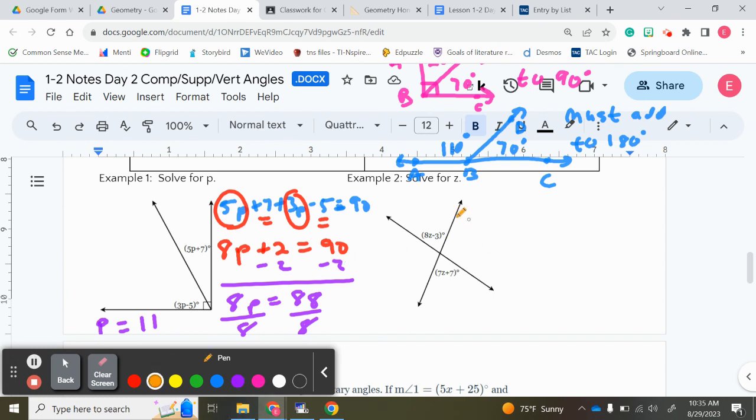All right, now these are an example of vertical angles. What do we know about vertical angles? The opposite angles end up being what? Yep, congruent. So since they're congruent, we can set these equal to each other. So here I'm going to have 8z minus 3 equals 7z plus 7.